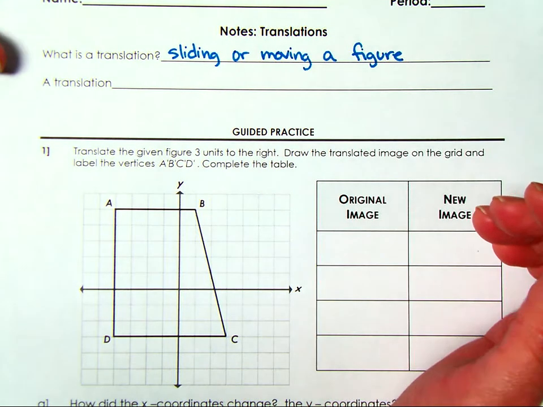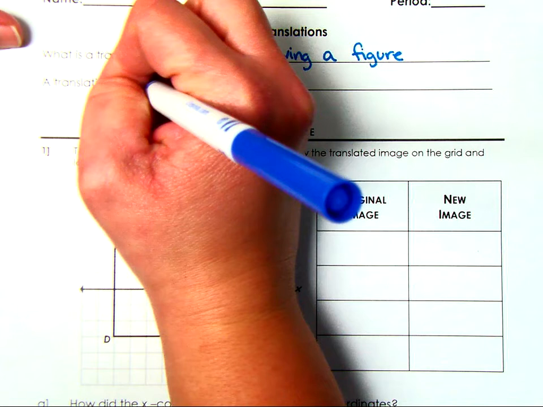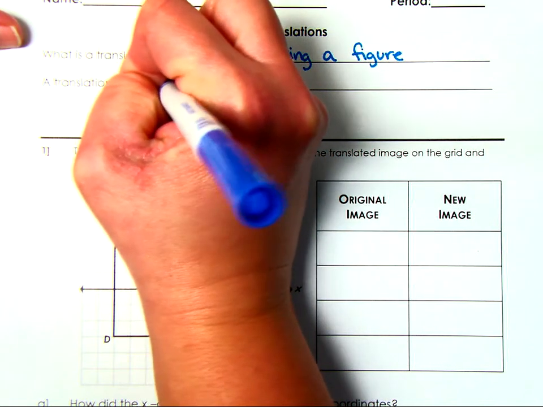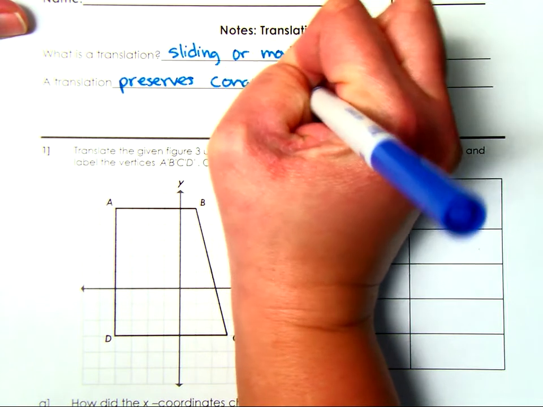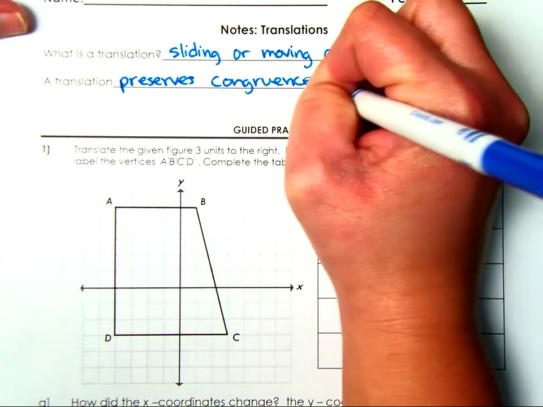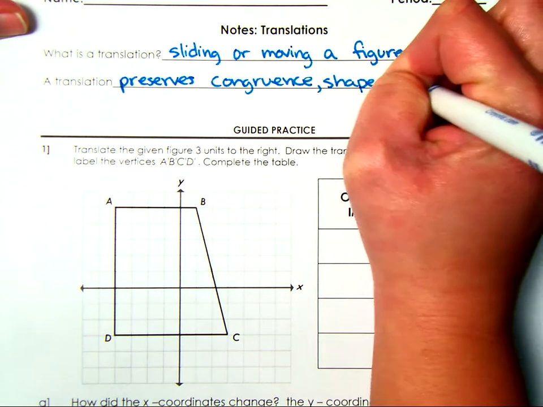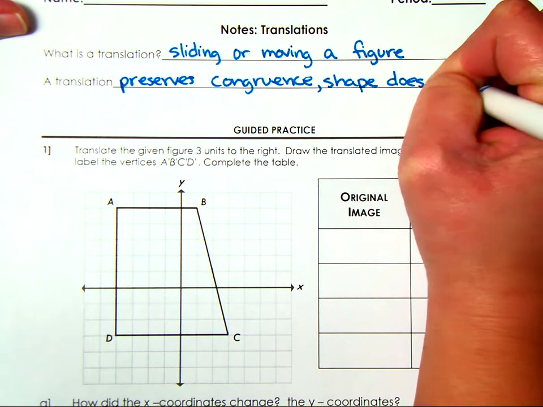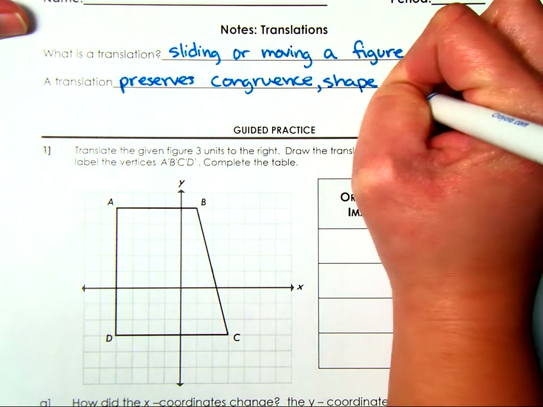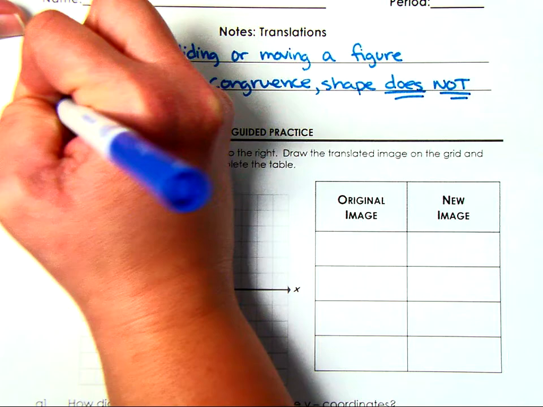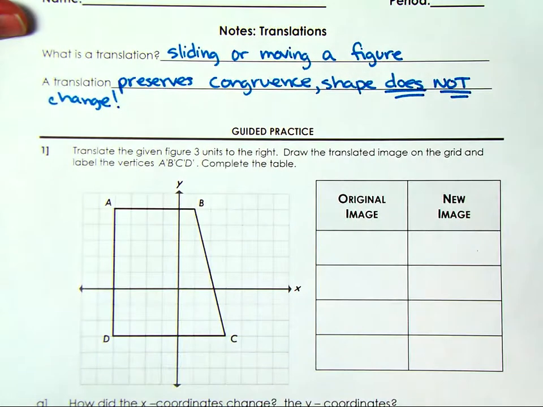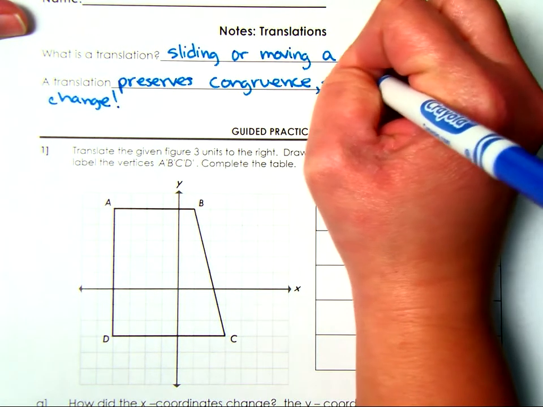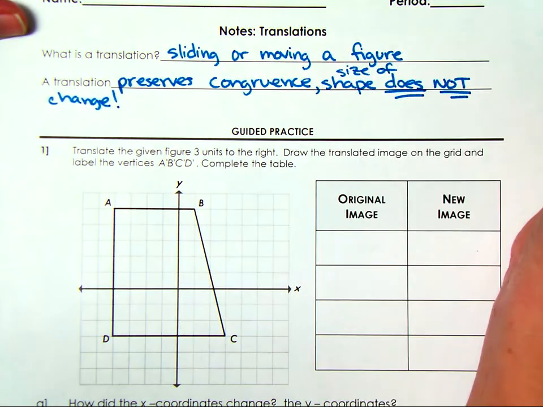So with a translation, this is going to be what we call preserves congruency. So when it preserves congruence, that means that the shape does not change. Okay? So the size of the shape and the actual shape does not change. So I'm going to say size of shape does not change.